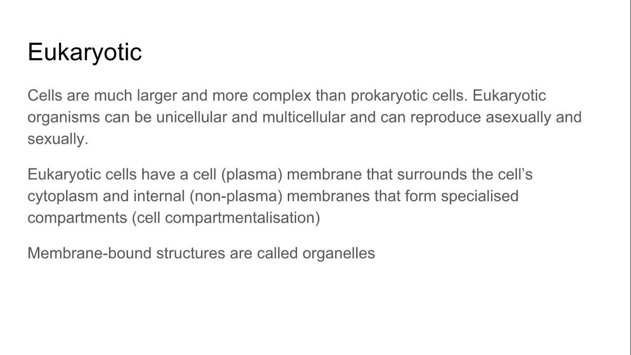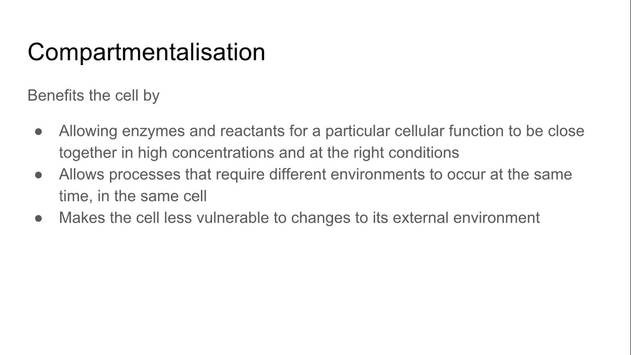When we're talking about eukaryotic cells, we know that they're much larger and more complex, and because of this, they can either be unicellular or multicellular, and they can reproduce either asexually or sexually. Eukaryotic cells have a cell membrane that surrounds the cell, and they have internal membranes which form specialized compartments, which allows for these membrane-bound structures, which we refer to as organelles. One of the benefits of compartmentalization is that it allows the enzymes and the reactants for particular cellular functions to be close together in high concentrations.